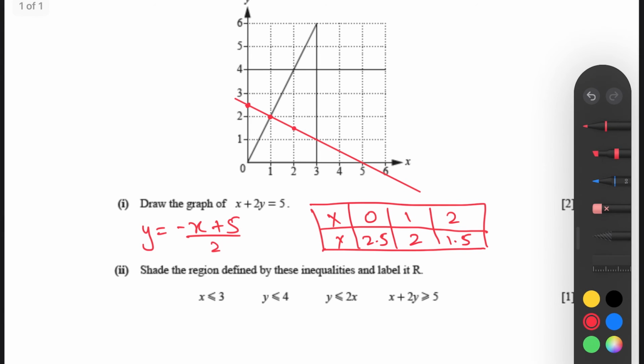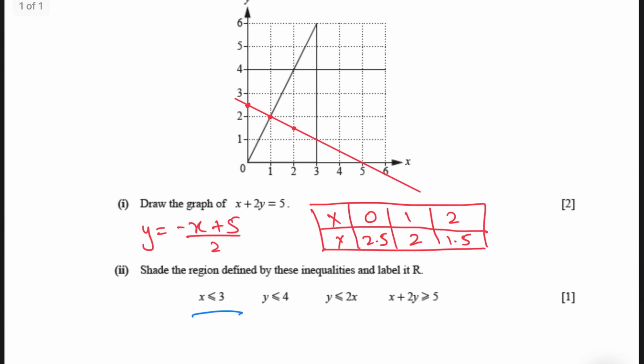Let's do this in blue. So if you look at this inequality, x is less than or equal to 3, that means x is going to be on the left side of this line. And then if we look at this inequality, y is less than or equal to 4, which means y is going to be below this line. And then when we do y is less than 2x, the values of y are going to be below this line. So the only region that is left, confined by these four inequalities, is this region right here.